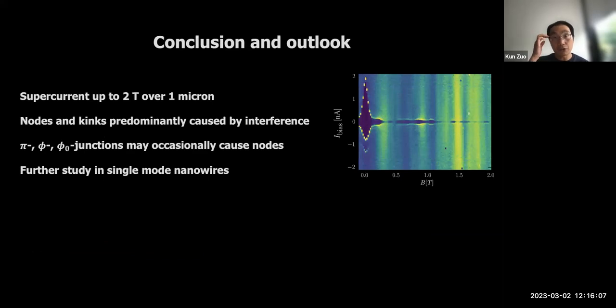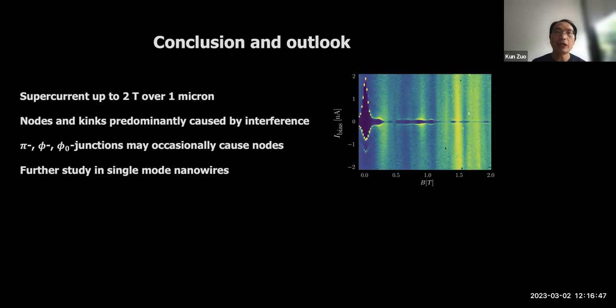Here I want to have a very short conclusion. Basically, in the study that is shown, we measured a supercurrent up to 2 Tesla over a 1 micron long Josephson junction. We have observed many different nodes and kinks, and I believe the predominant reason for that is the supercurrent interference. But of course, the pi and phi zero junctions might still occur in a device that occasionally gives some nodes, but sort of embedded into the whole plethora of nodes and kinks.